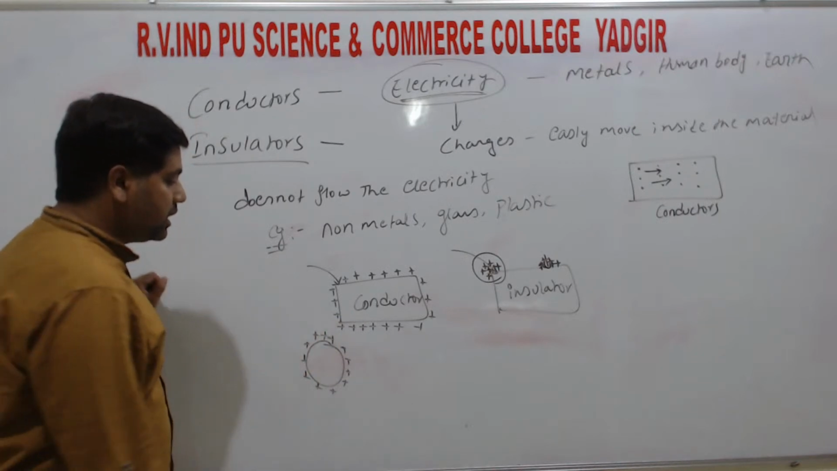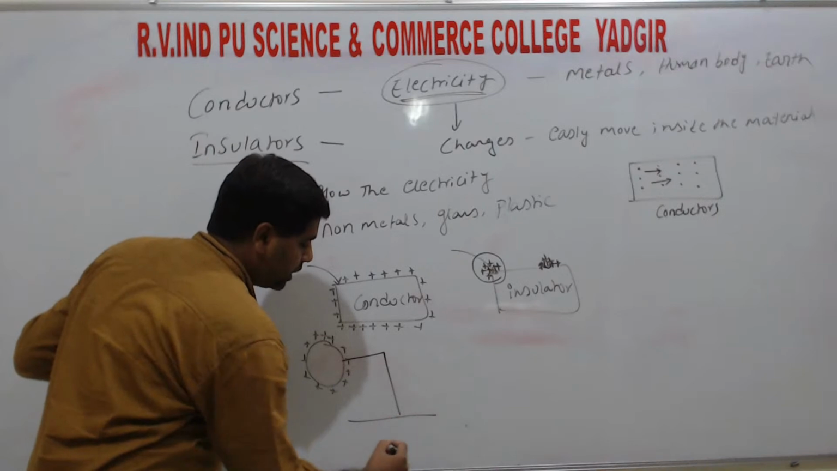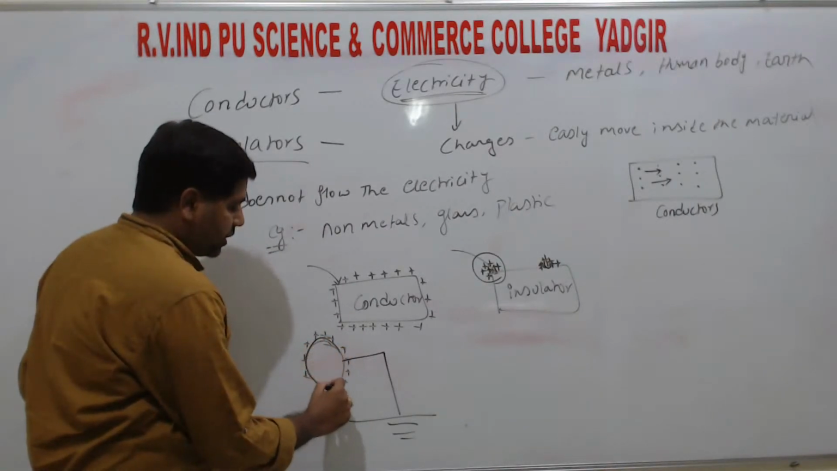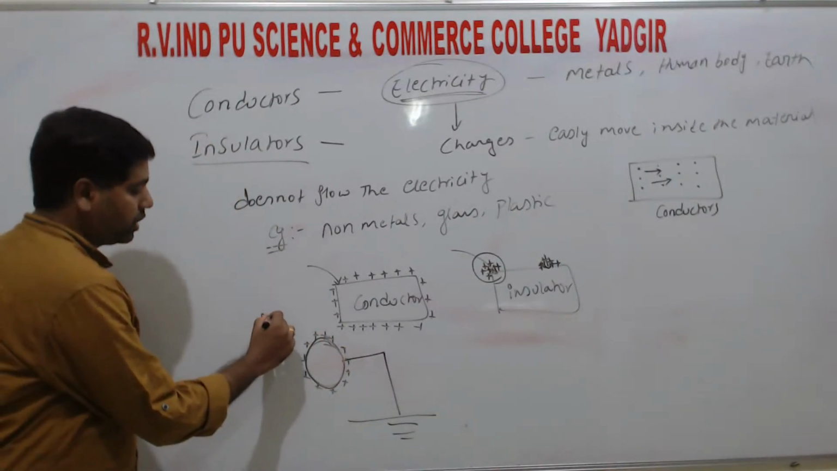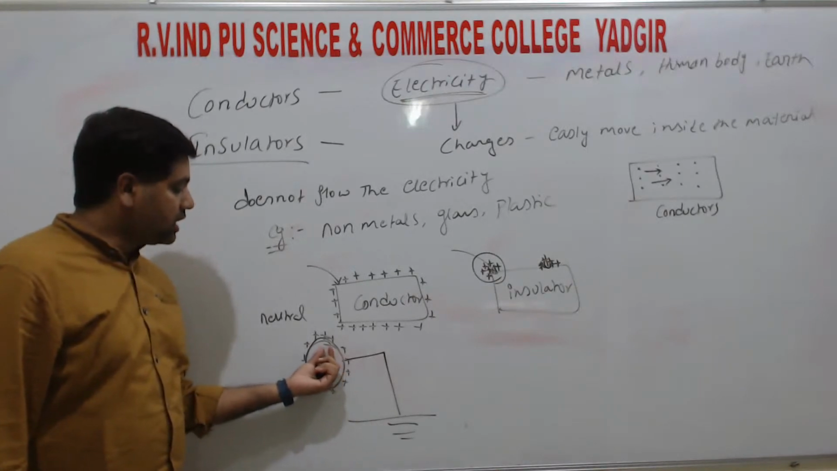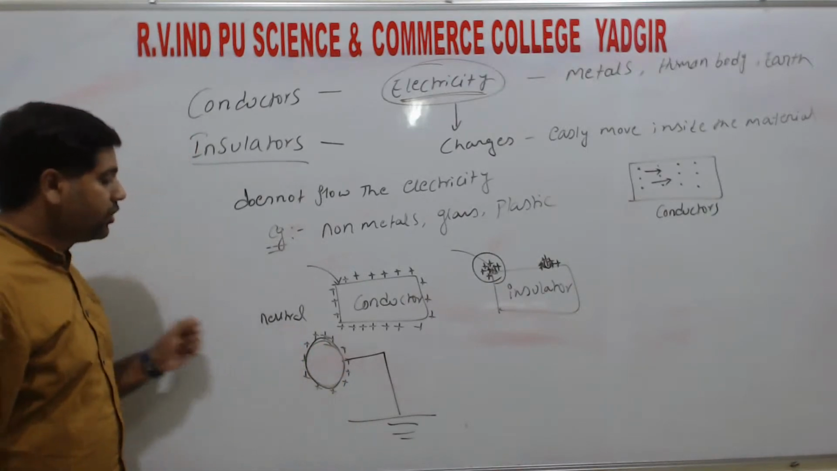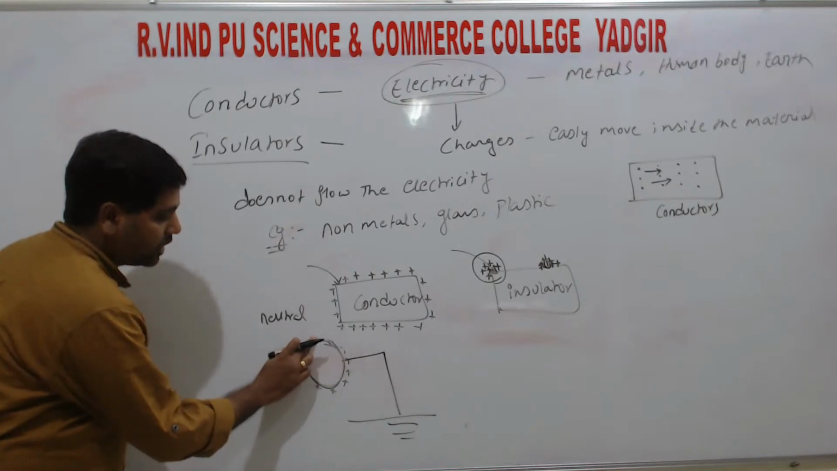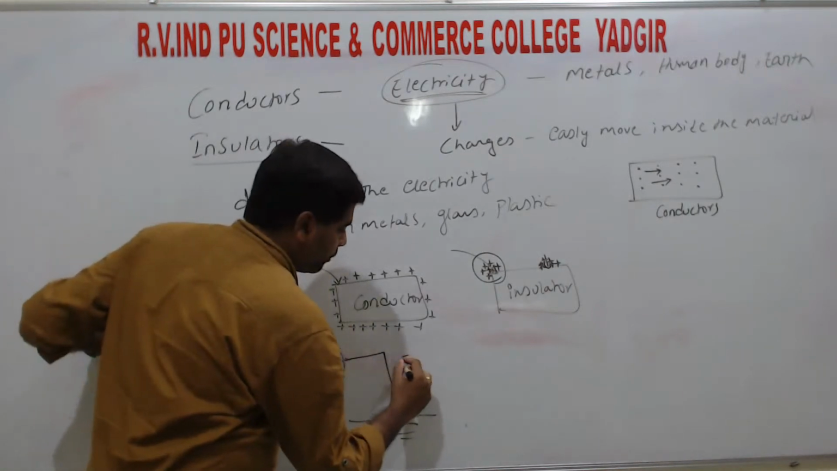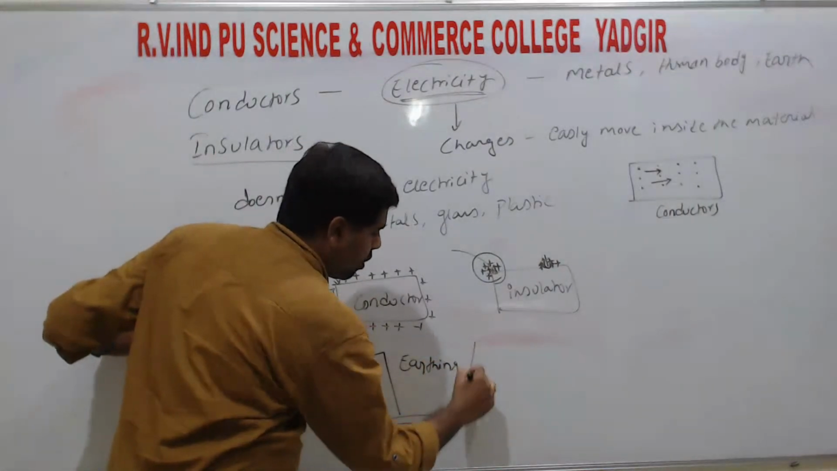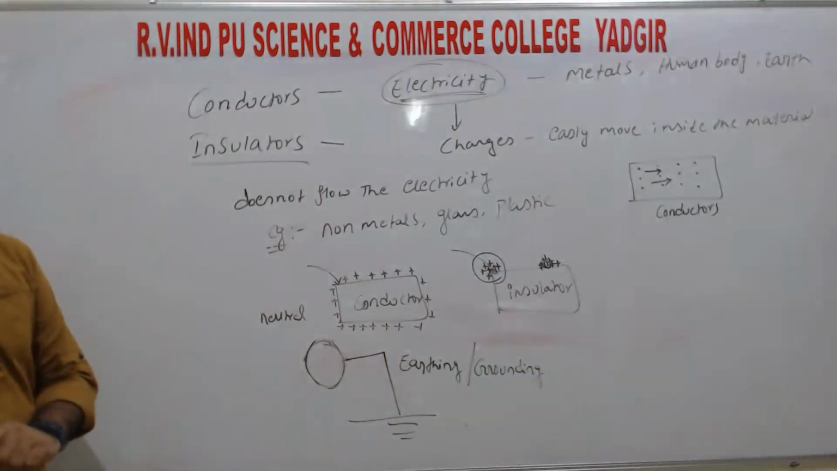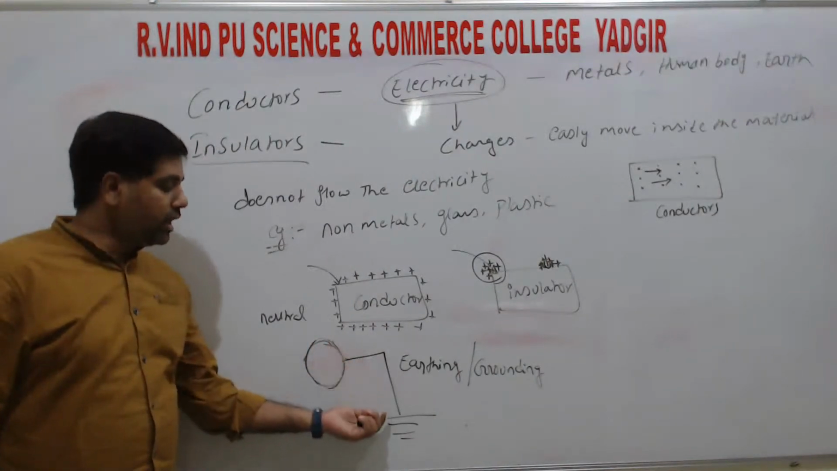Next, if a conductor is connected to the earth, as earth is also a conductor, the electrified object becomes neutral when the conductor is connected to the ground or earth. All the charges present on the charged body get neutralized. That means the charges present on this conductor become zero, right? The process we call earthing, or grounding.